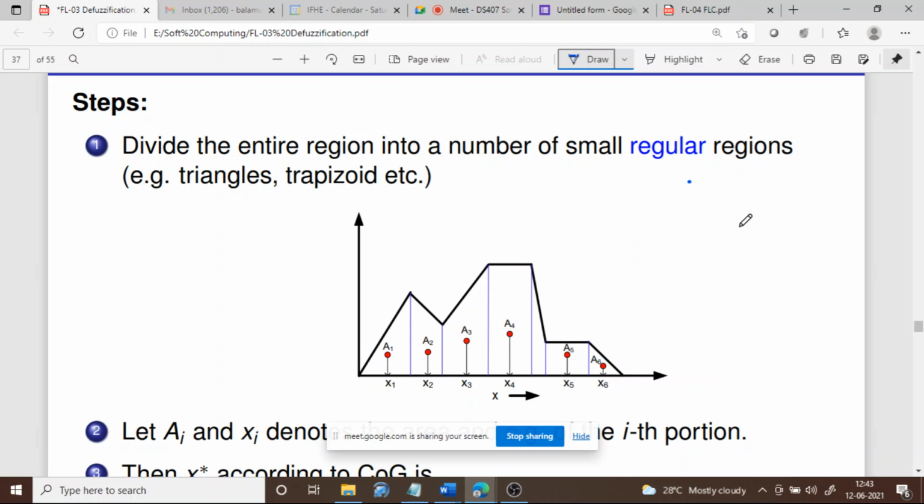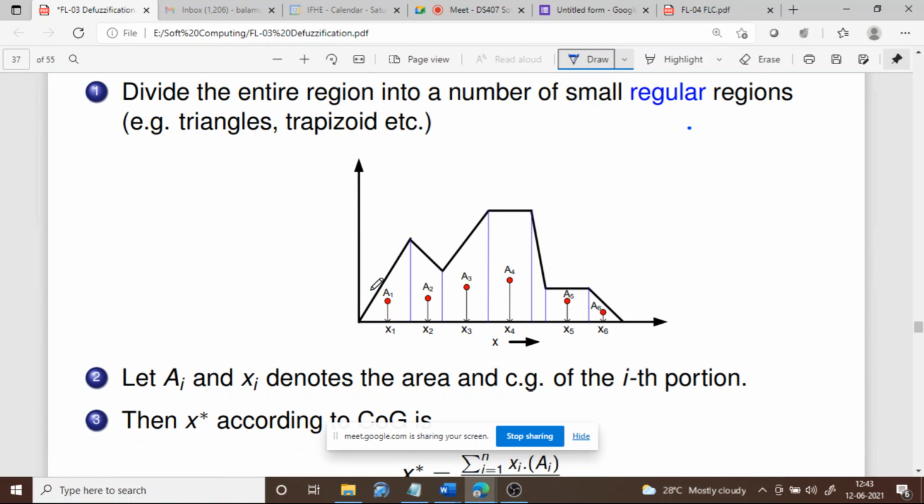Basically, any fuzzy values can be represented through some membership function. This membership function can be plotted as a graph. When you plot it, you will get something like this, some irregular shape. But this graph you can divide into several subplots. Say for example, this is one part, we can call it part 1, this is another part, part 2, this is part 3, part 4, part 5, part 6, part 7.